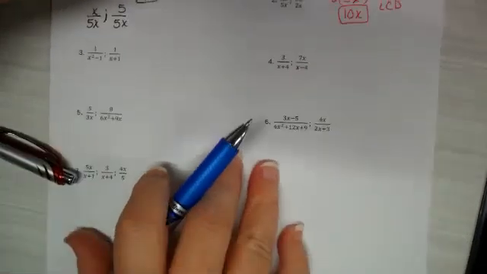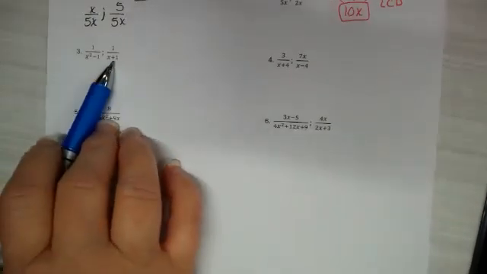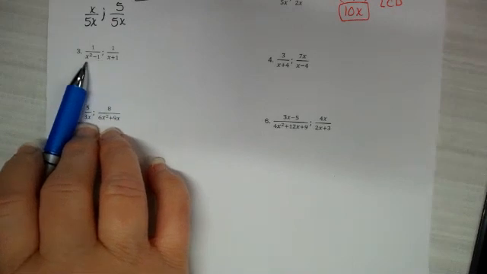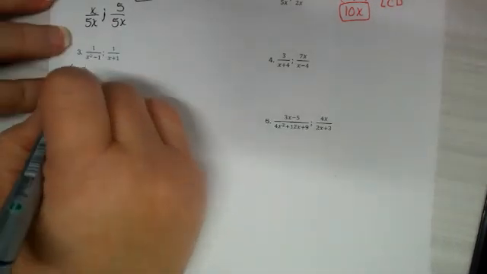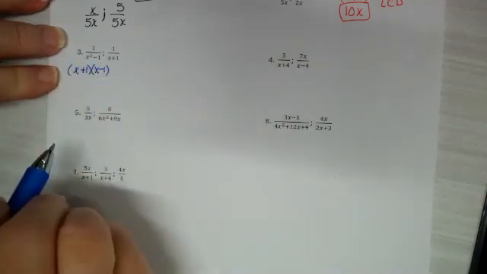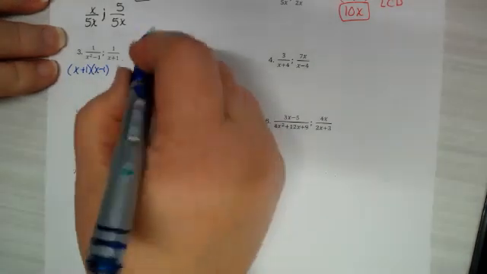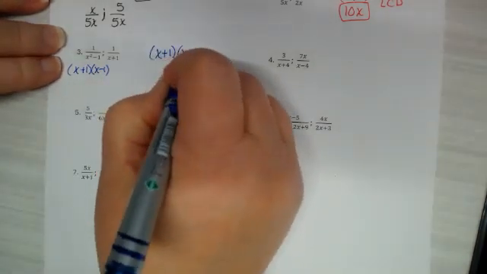Number 3, now we're getting into it. X squared minus 1 and x plus 1. Well, we all know x squared minus 1 can be factored, so I should do that first. X plus 1, x minus 1. So when I'm looking for my common denominator, I'm just going to write this one down. I always just look at whatever the biggest one is, I just write it down.